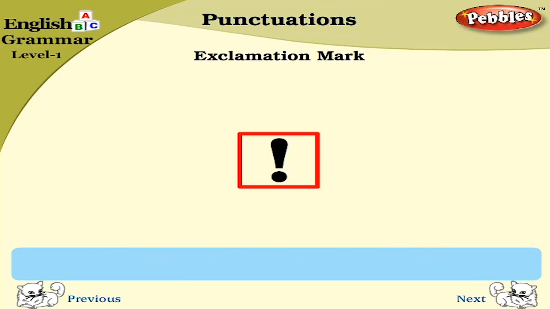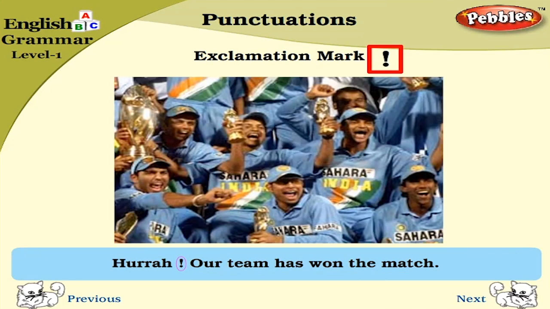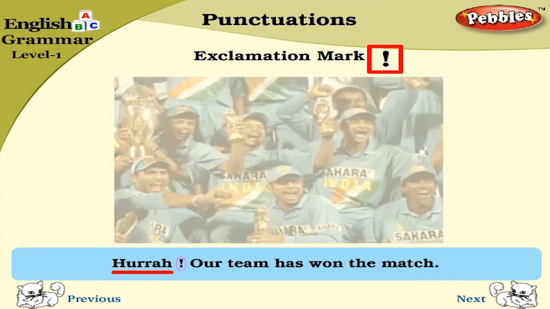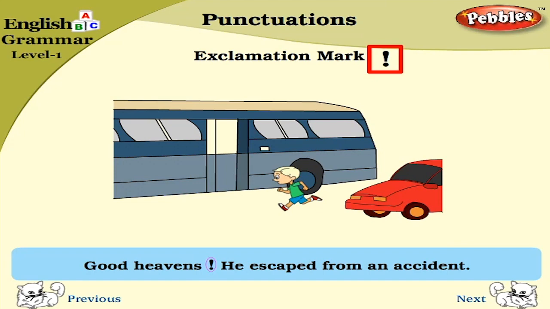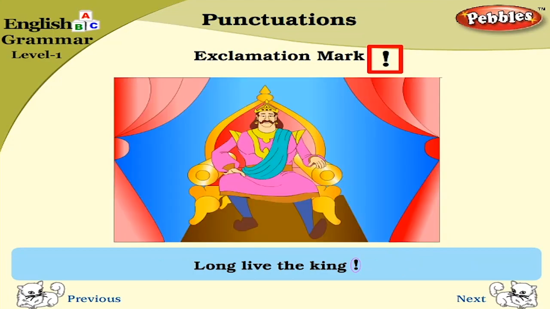This is called exclamation mark. It is used after words, phrases, and sentences expressing sudden emotion or wish. Hooray! Our team has won the match. In this sentence, the word hooray shows an emotion, so the exclamation mark is used. Good heavens! He escaped from an accident. What a huge elephant this is! Long live the king! Note the exclamation mark used at the end of the sentence instead of a full stop.